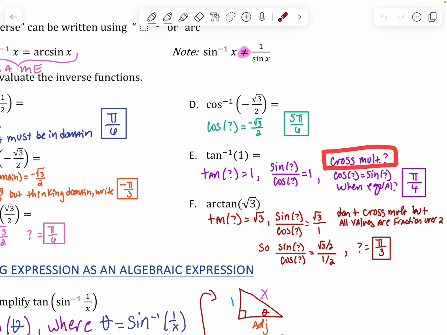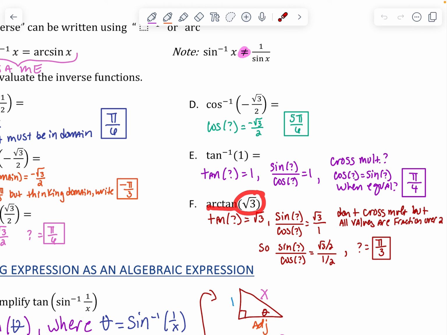I've seen a student before, I thought this was clever, kind of cross multiply. And they said, that's just going to give me sine equals 1 times cosine. So when are the two values equal? They're obviously equal at some rotation of pi over 4. And since we're going from the first and fourth quadrants, then they're both positive up in the first quadrant.